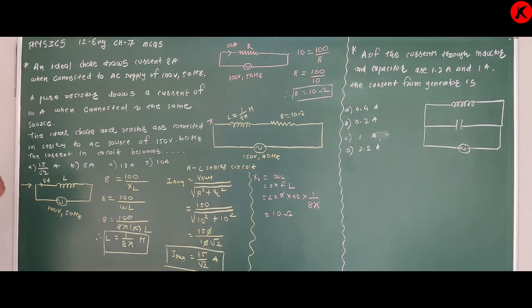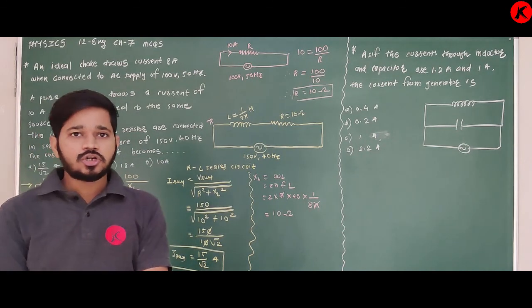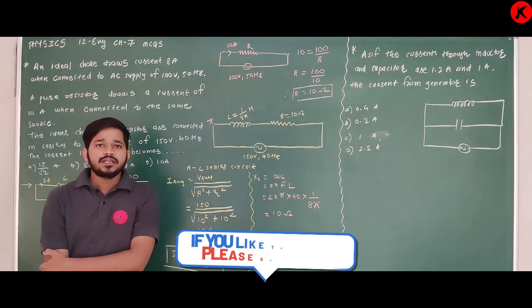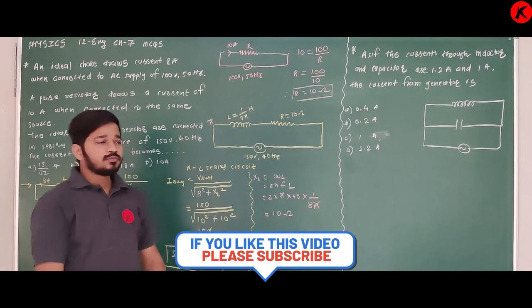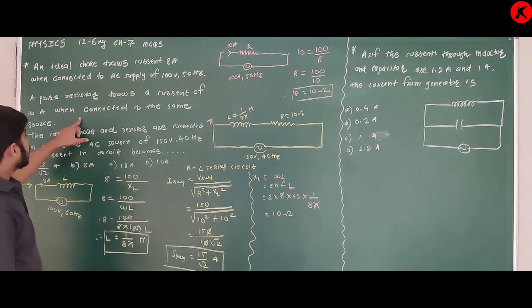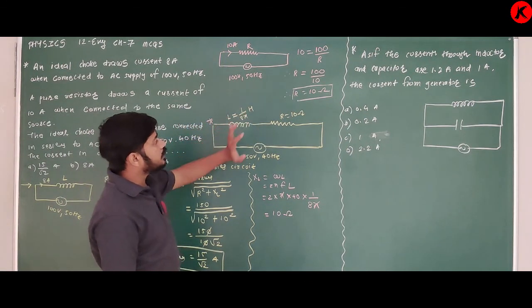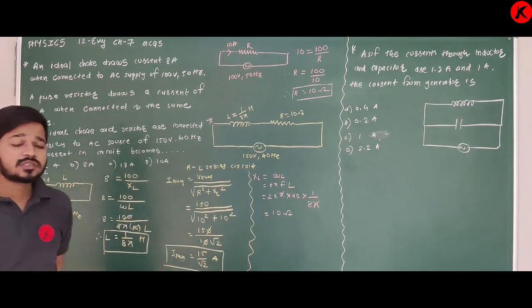Clear? So understand the meaning of choke. Choke coil means it is an inductor. Clear about this? Okay, from the first statement you have to find the value of inductance. From the second statement you have to find the value of resistance, and then you are given their combination.